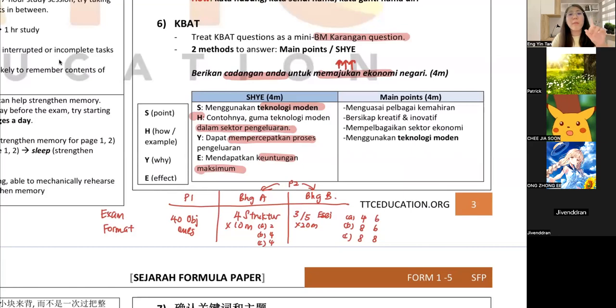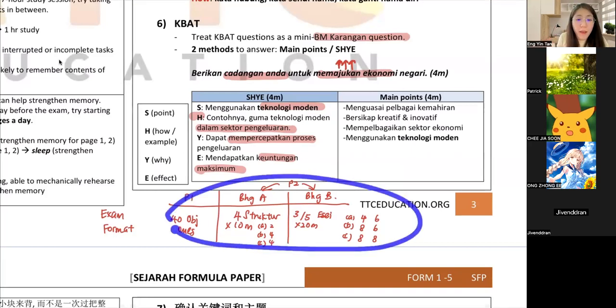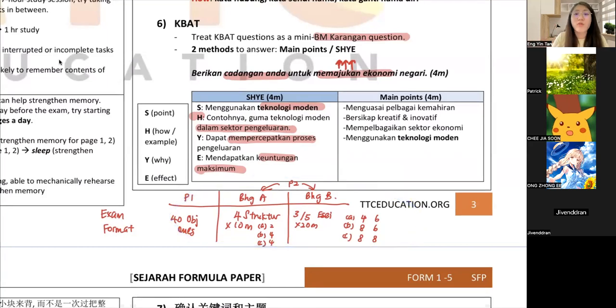And also, one more thing. Right now, because this seminar is for the first term exam, normally the first term exam doesn't come out in full format. Of course, some schools do full format, but not all. Some schools maybe two structure, one essay. Different schools, different styles. So you need to check with your teacher.